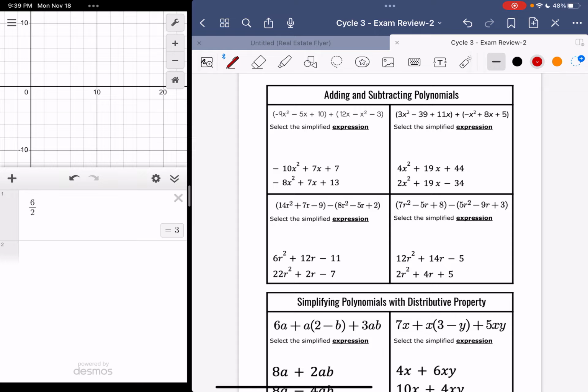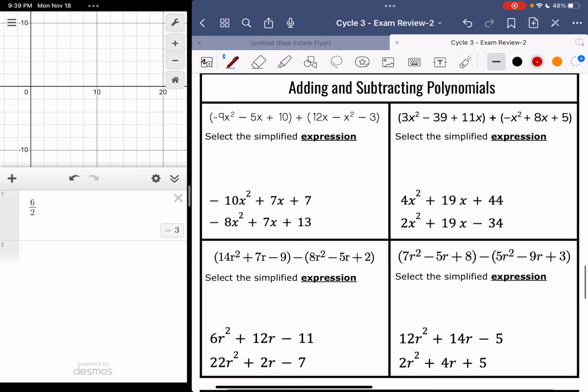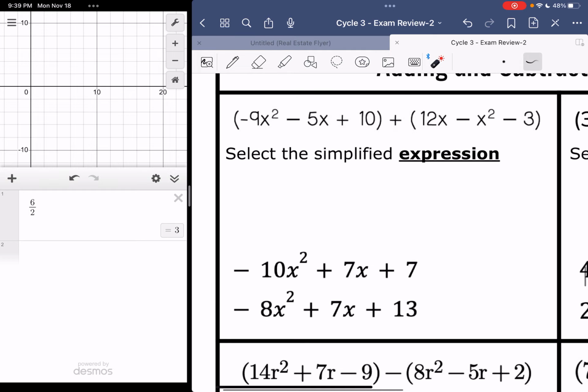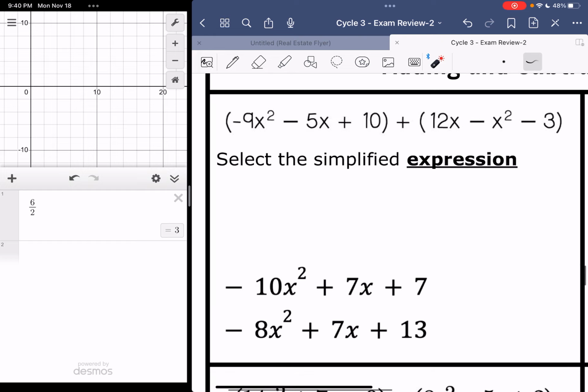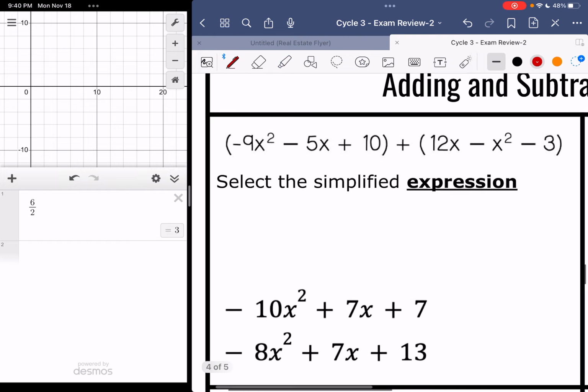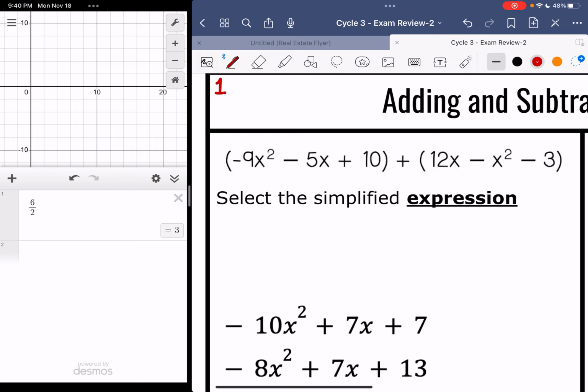All right, let's keep going. This one says we're going to be adding and subtracting polynomials. All right, first one, we can see that it is an addition problem. It says select the simplified expression. There are only 2 steps to this. Step 1, identify like terms. And then step 2 will be to add coefficients.